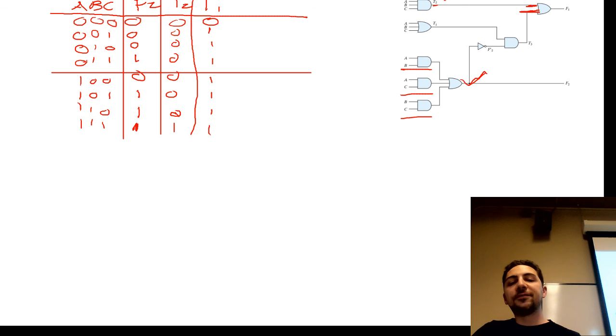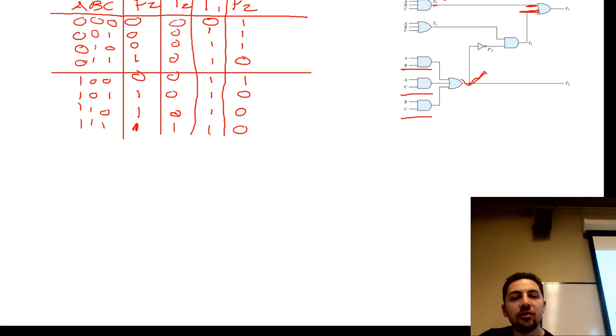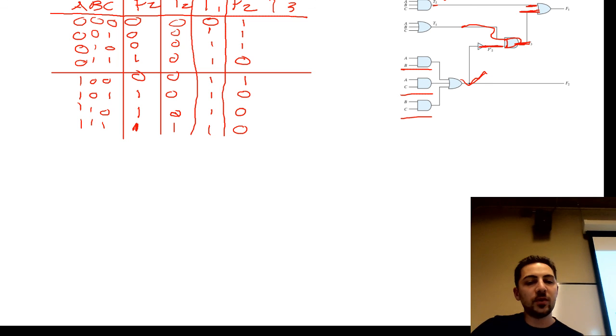We need to know what F2 bar is. Well, I know what F2 is, but I could write down F2 bar right there. And I'll show you why I'm going to do that in a second. So I'm just going to copy over every place I see a 0, I'm going to put a 1. Every place I see a 1, I'm going to put a 0. So there's F2 bar.